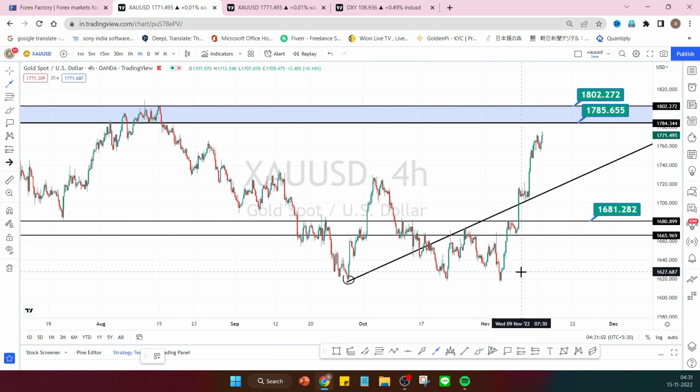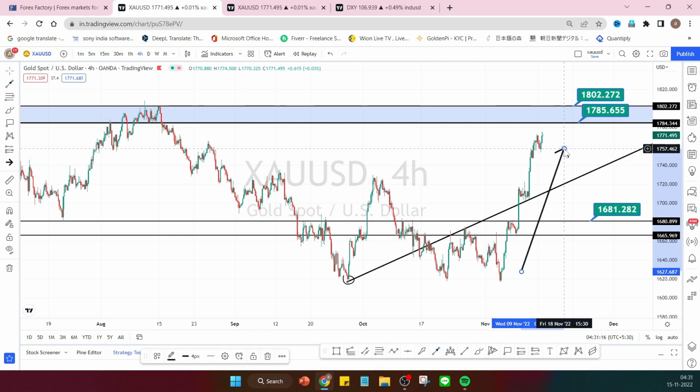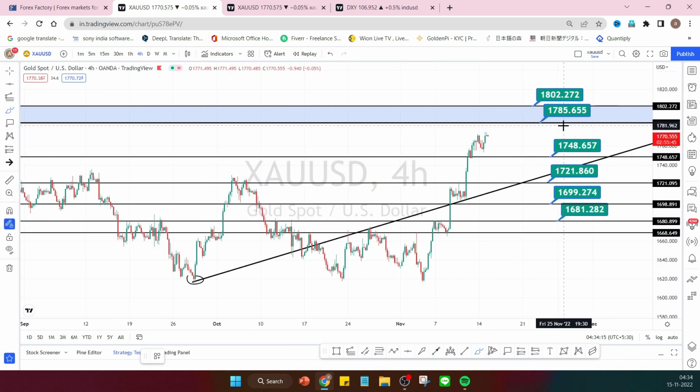So the trend of the price action in 4 hours time frame is in a bullish trend for now. And currently the price action is trading between the resistance level of 1785 to support level of 1748 or 1750. And if the price action breaks this support level, next level of support is going to be around 1720.